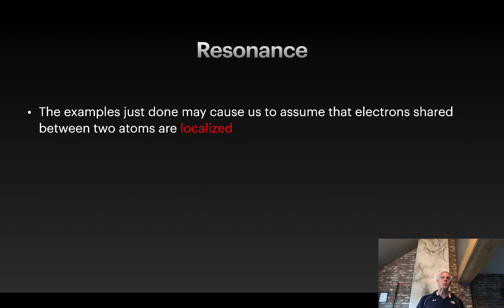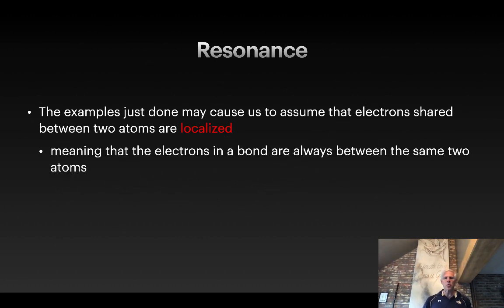Another example of something we'll look at is something called resonance. When we're looking at resonance and we look at the examples that we just did in our link there, we may assume that all electrons that get shared between two atoms are localized. And when I say localized, that means that those electrons remain only between those two atoms. And this isn't always the case. Okay, this isn't always the case.